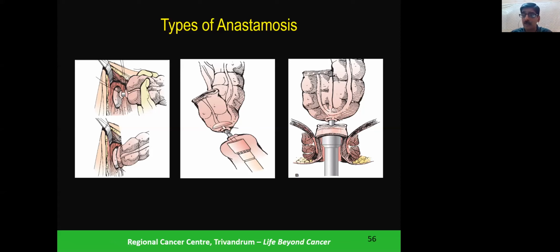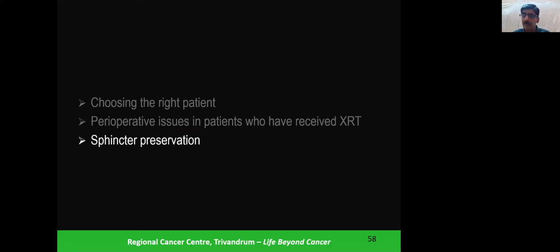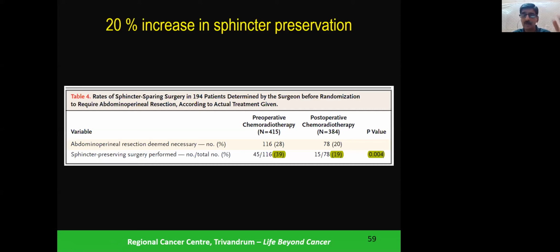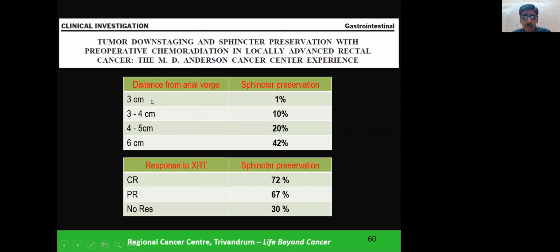Now, the third point that I would like to discuss is sphincter preservation. We all think that sphincter preservation increases if you are doing preoperative radiation. That is based on this particular German data which showed 39% sphincter preservation versus 19% sphincter preservation with preoperative radiation. That is why you believe that if you give preoperative radiation, you can increase sphincter preservation by 20%. But as surgical oncologists or GI surgeons, if you look at it more critically, you would understand that in this particular group of patients with lesions at around 3-4 centimeters, there is no major increase in the sphincter preservation rate.